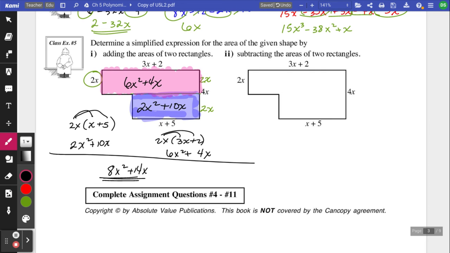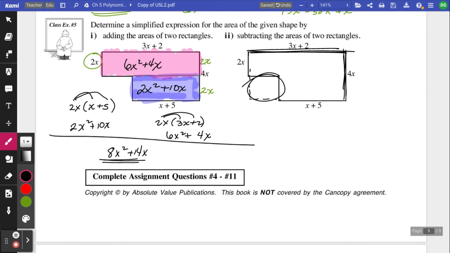The other thing you could have done is taken the area of the whole thing, pretend it wasn't a chunk missing out of there. And this side length here is 3x plus 2 times 4x. And then we could have taken away the area of that box. I'm not going to show that to you, but you could do that instead. Sometimes that's easier. So just remember that's an option. Okay, that's all I have to do today.